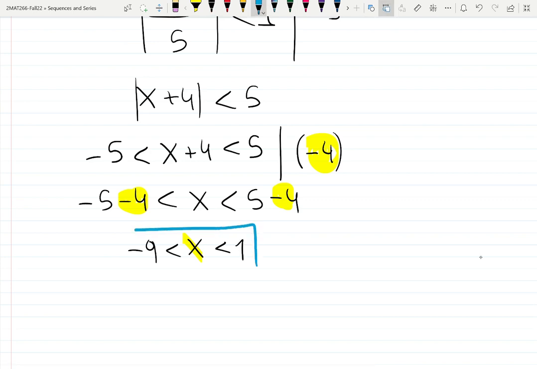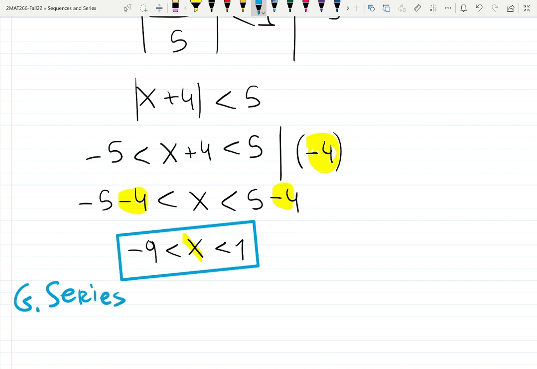This is the safe corridor, the safe interval. So the series, it's geometric actually, converges for 4x, or on the interval, for x that belongs to minus 9 and 1. That is some minimum knowledge we teach you right now.